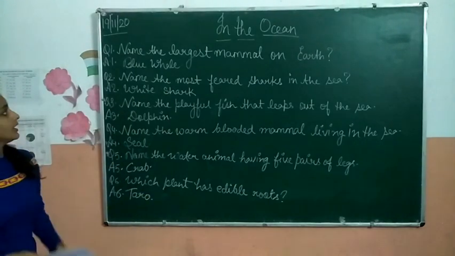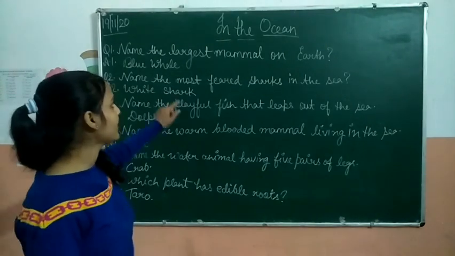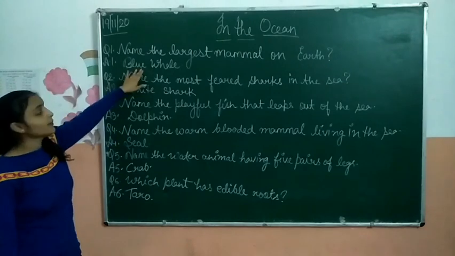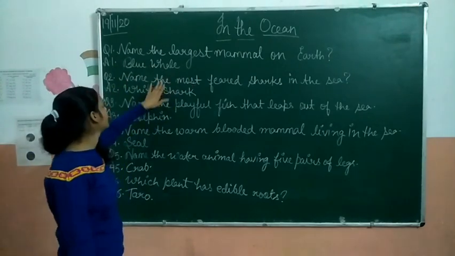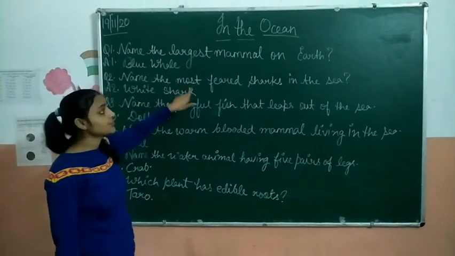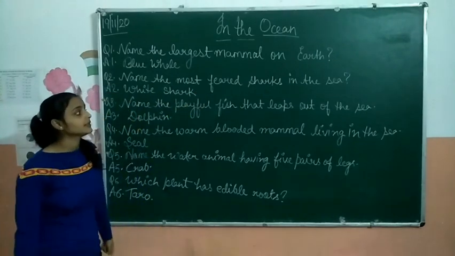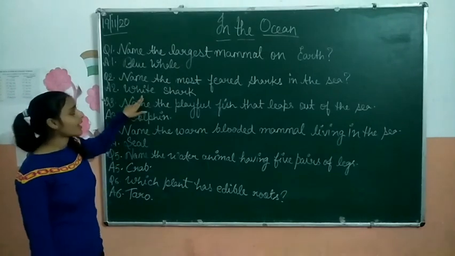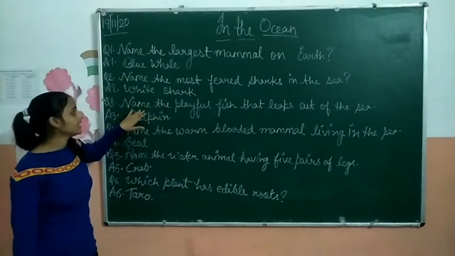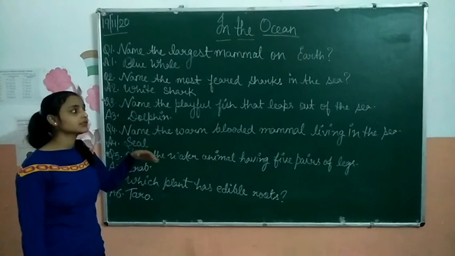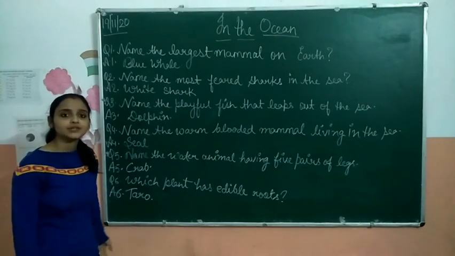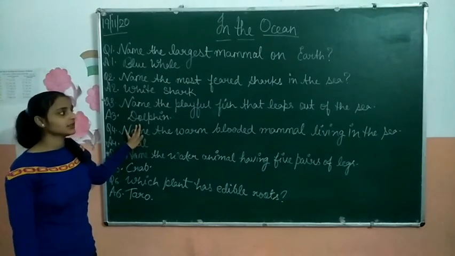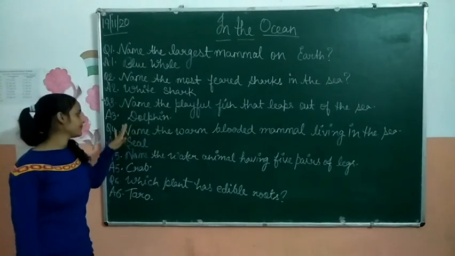Now look. Name the largest mammal on earth. Who is the largest mammal on the earth? Blue whale. Name the most fierce shark in the sea. Who is the most fierce shark in the sea? White shark. Name the playful fish that leaps up the sea. Dolphin is the playful fish that leaps up the sea.